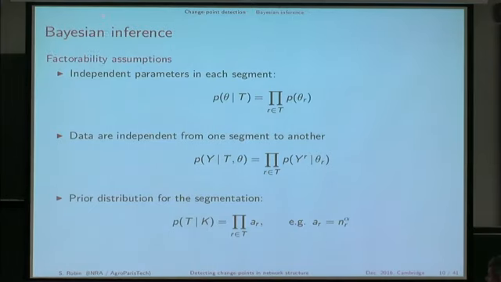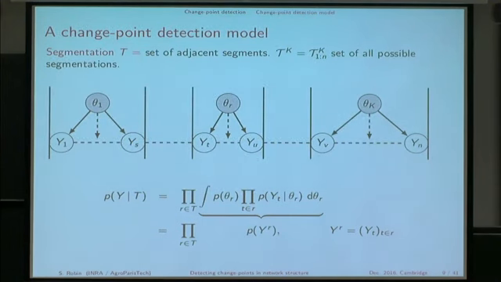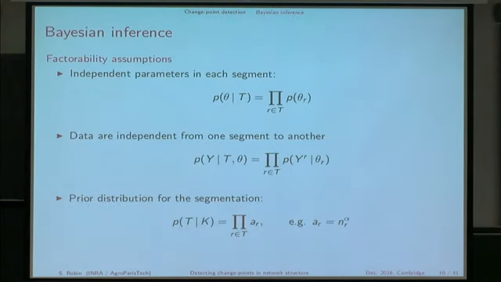So if you want to write things here properly, what I will do is assume that the parameters in this first segment are independent from the parameters in this segment, and independent from the last segment. So I assume that the parameters are drawn independently in each segment, and then I assume that the data are independent from one segment to another. And the last assumption I make is that the prior distribution for the segmentation is also something which I could write like a product. There should be a proportional to here, because if you give me this coefficient there, I will need the normalizing constant to make this a distribution.